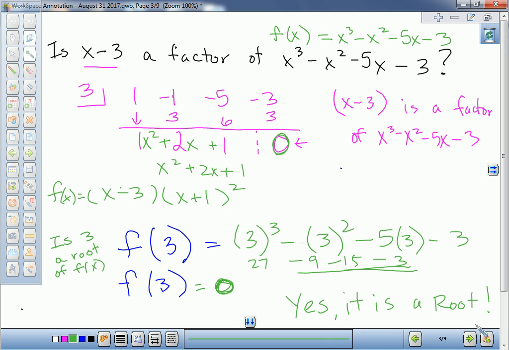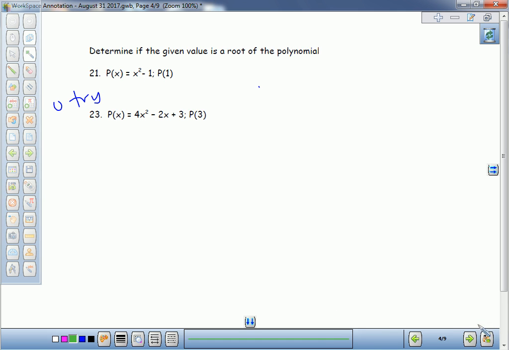Okay, so this is what we didn't get to. All right, so 21 and 23. These were the two I didn't ask you to do. I said 1 through 19 odd.